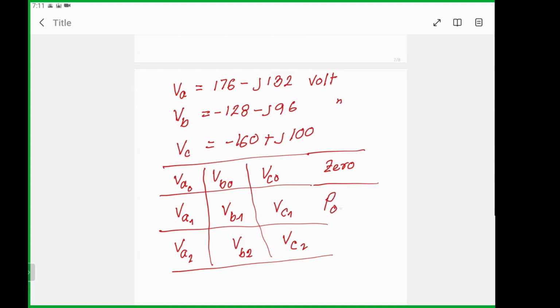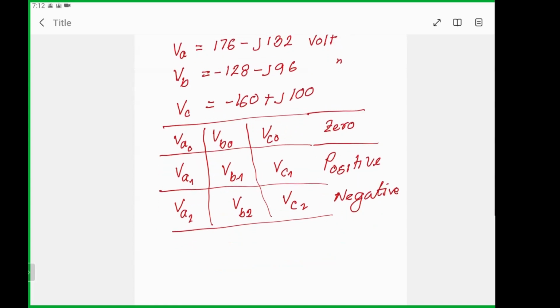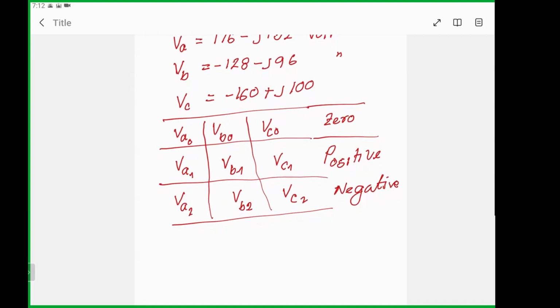Now all the components positive, and this one is negative sequence, right? Now, do I need to calculate all these 9 components? No. How many do I need to calculate? I think on the 0 sequence, if we get 1, we know all 3.